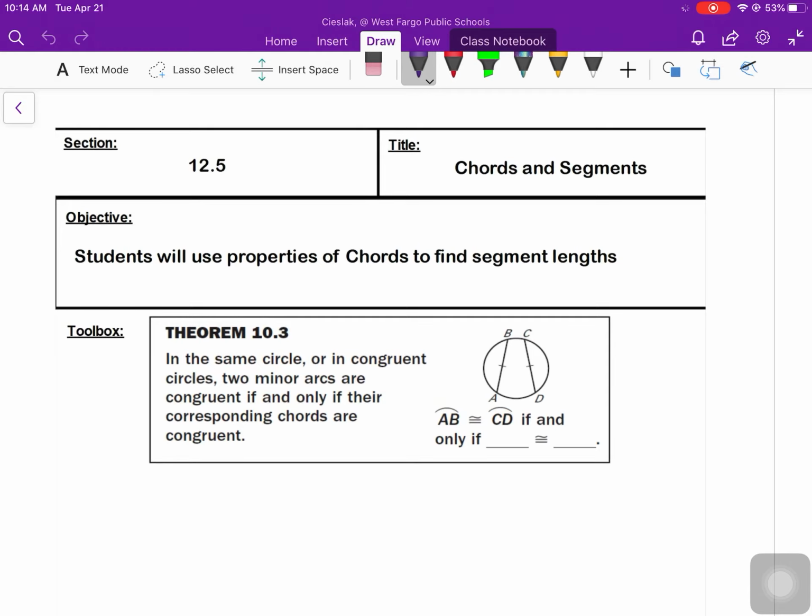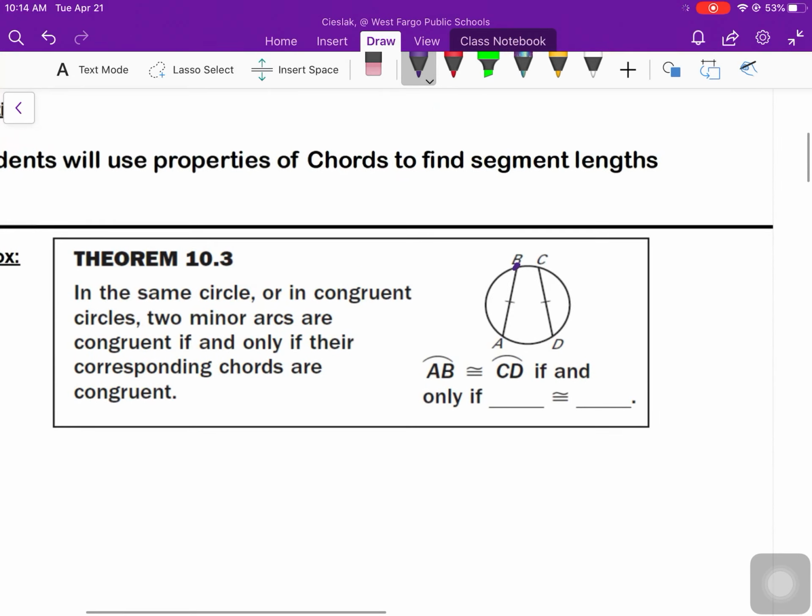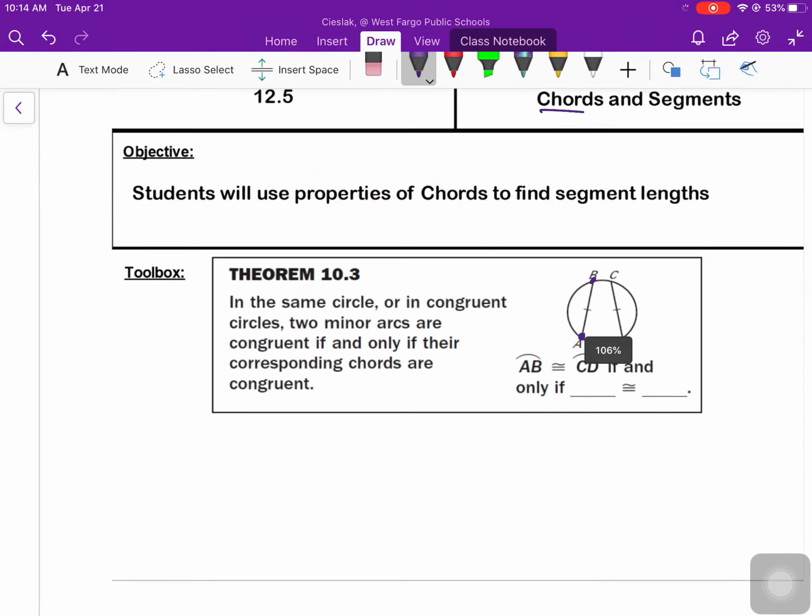Today's second video of the week, we're on section 12.5. Previous section was on tangents and segments. Today we're going to talk about chords and segments. So remember, a chord is a segment who has its endpoints on the circle.